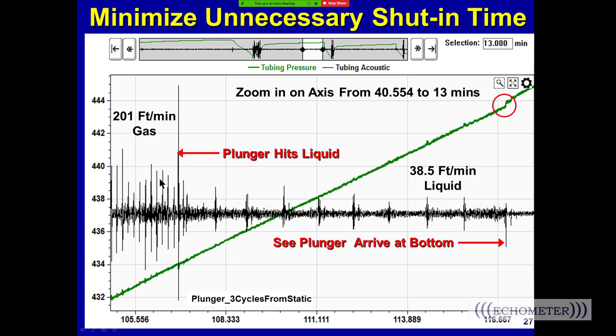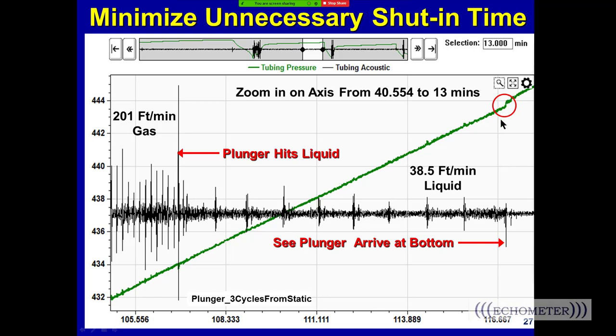You almost always see the plunger falling through the gas and see the collar spikes. Sometimes you see the plunger hit the bottom and see a repeat echo of the plunger hitting the bumper spring up the casing. That's a repeat echo from the bumper spring to the surface of the casing.